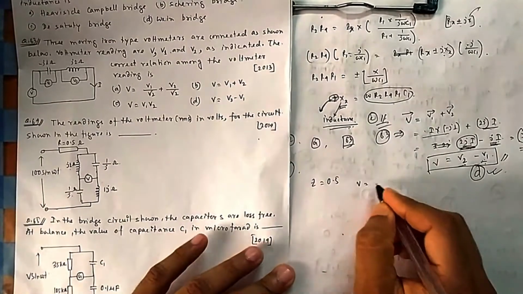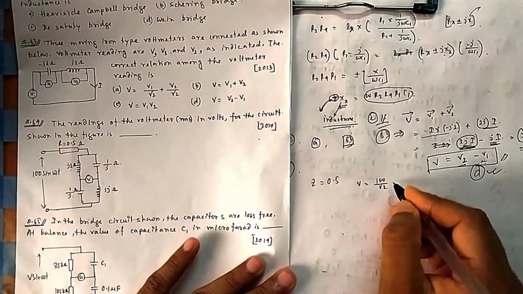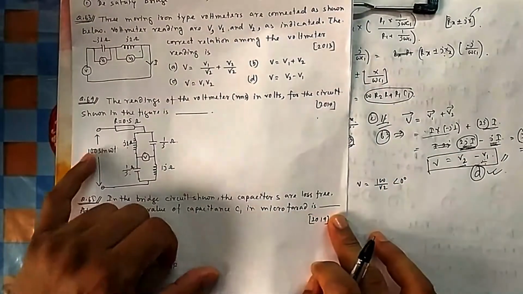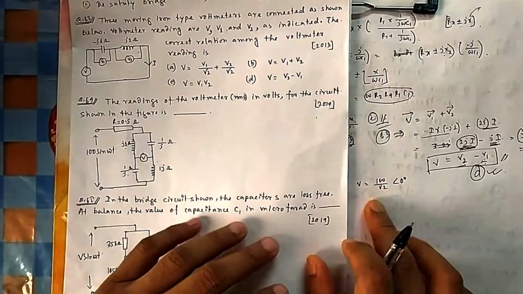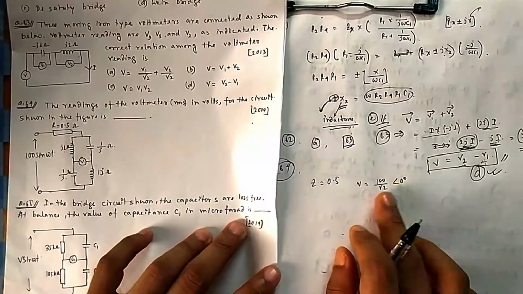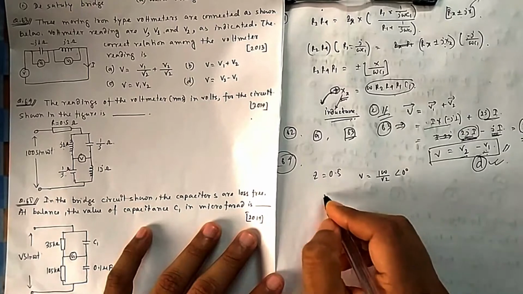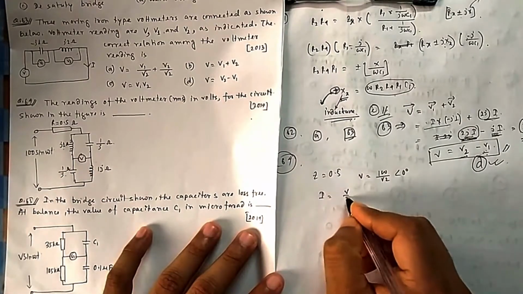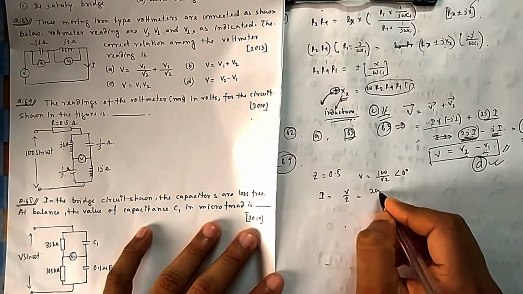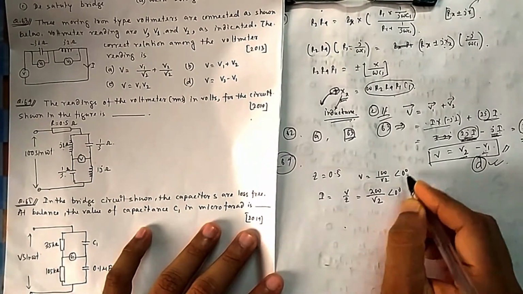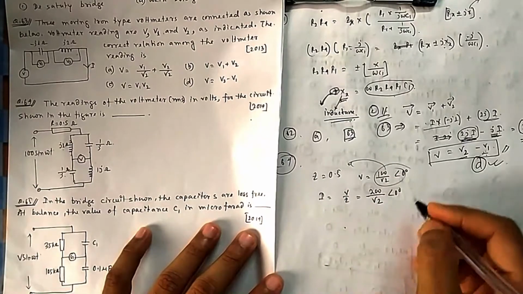So what is your V? V is equal to 100 by root 2 angle 0, because in phasor we don't write the peak value, we write the RMS value. That concept we have used in initial network analysis. So if you have V, you can calculate I equal to V by Z. If you divide it, it will be 100 by root 2 divided by 0.5, that is 200 by root 2 angle 0.